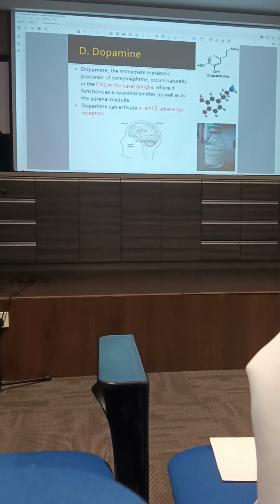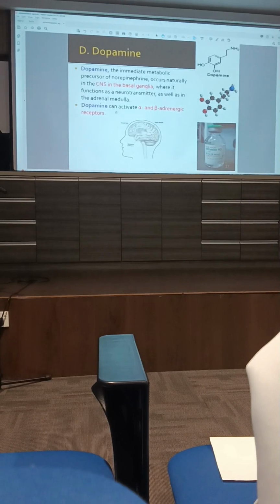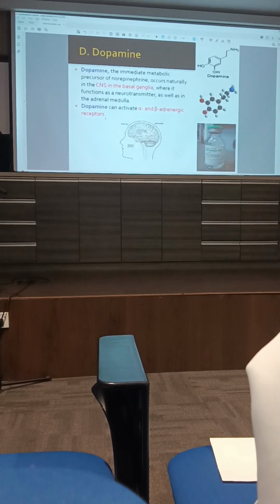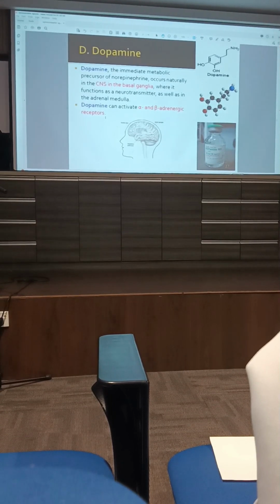Dopamine is an immediate metabolic precursor of norepinephrine. It occurs naturally in the CNS and basal ganglia. It can activate alpha and beta adrenergic receptors. So, have you ever heard of the dopamine reward system?